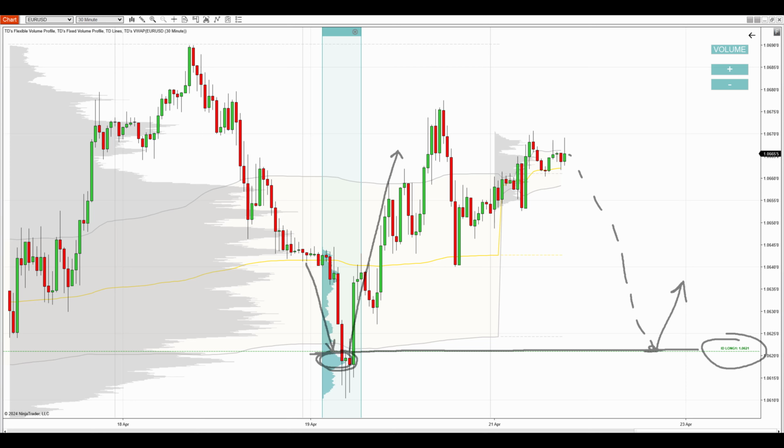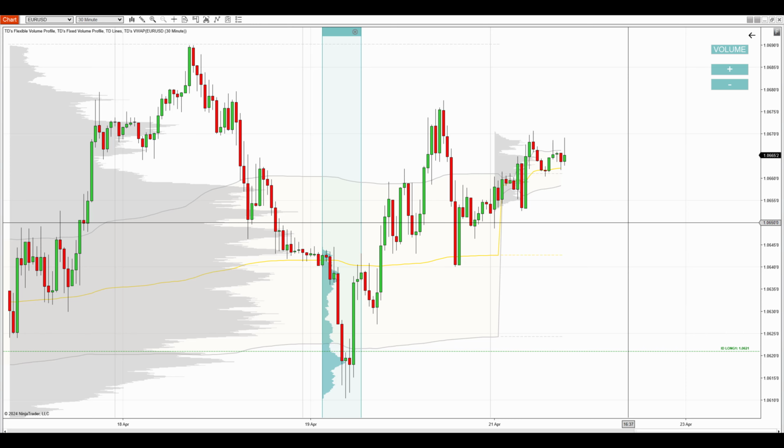What I'll do when the price reaches this zone is I'll open up the order flow software somewhere around this area, and I'll be waiting for a confirmation on the order flow software, because the order flow can massively help time your trade entry as well as your trade exits. All right, so that's the plan on the euro dollar.